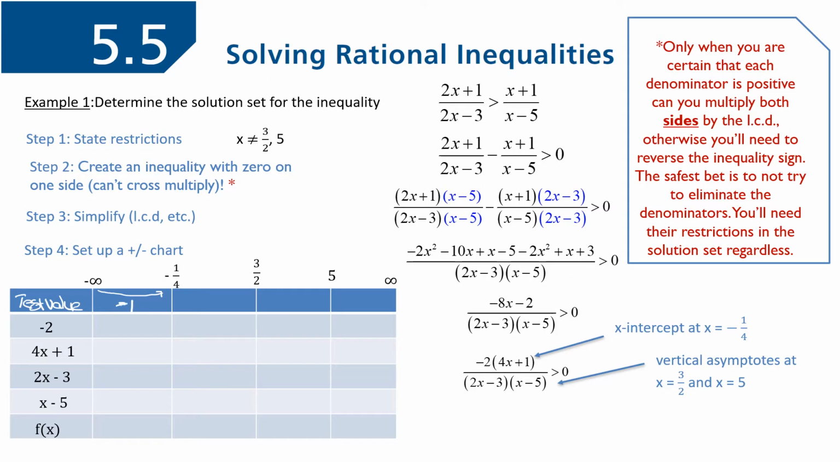Now in between -1/4 and 3/2, if you remember, I told you before, if you have one number that's negative and one number that's positive, a number in between them, we want to pick 0. In between 3/2 and 5, let's pick 3. In between 5 and infinity is 6. You could pick whatever numbers you want there. So I have my numbers. Now I have my test values. I'm going to sub them in.